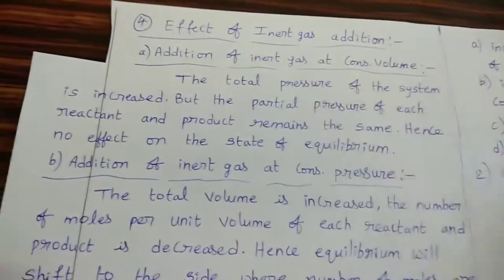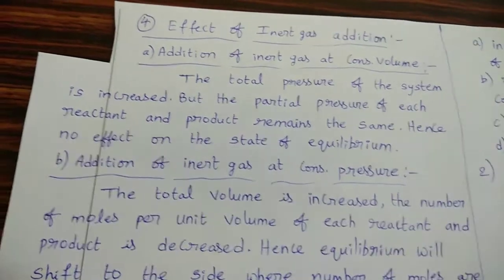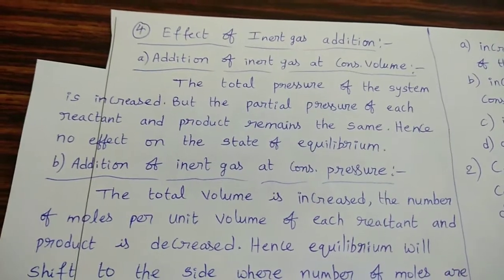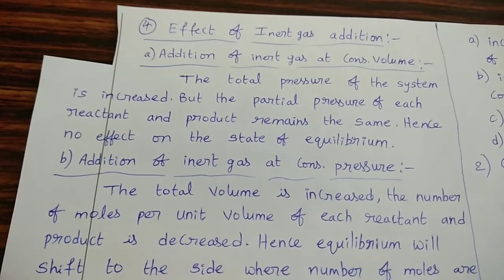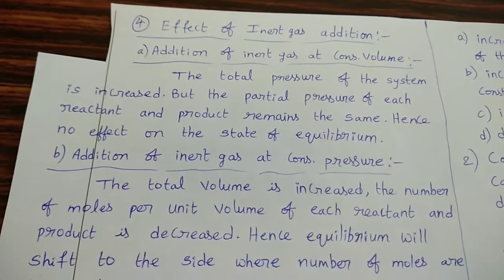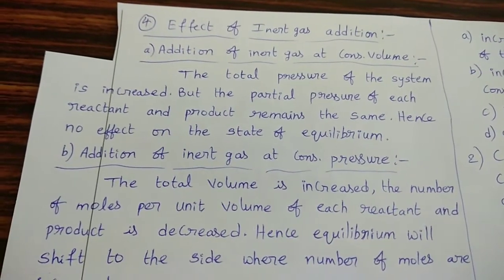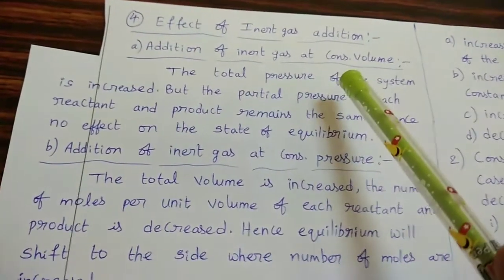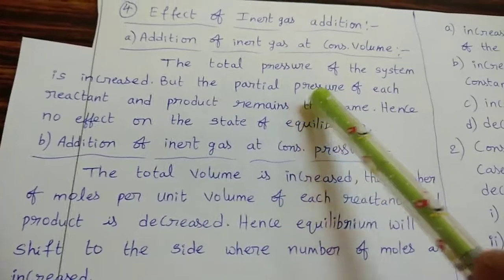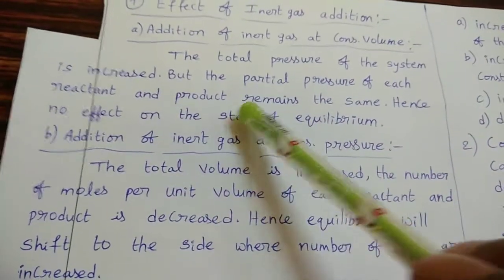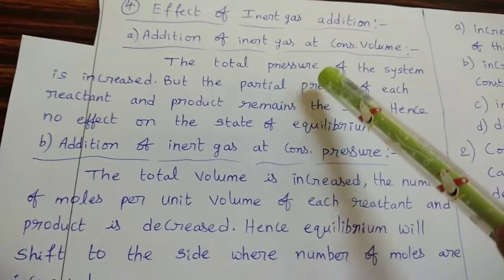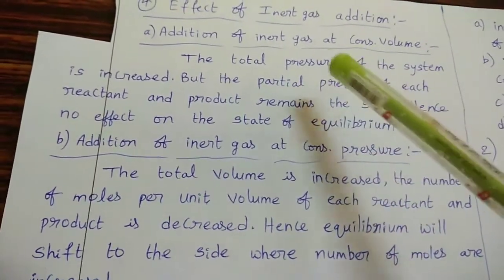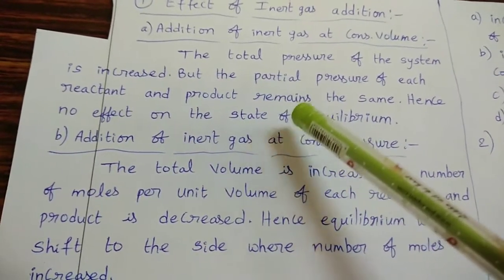Yes. Inert gas, helium, neon, argon, krypton, any one of these inert gases, if we add to the equilibrium mixture, then obviously total pressure is increased. Inert gas does not react with any other substance, but it can increase pressure. It can produce some pressure. That's why total pressure of the mixture is increased. But the partial pressure of each reactant and product remains the same.